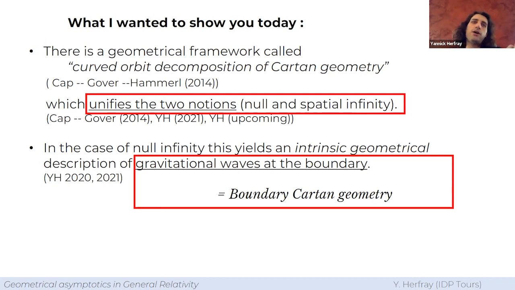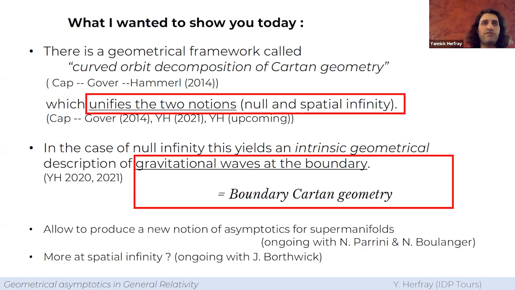the geometry of null infinity. You have the following result: gravitational waves at the boundary are understood in a fully intrinsic way as being a boundary Cartan geometry, and curvature is the key feature here. But you have more, it should allow us to produce new notions of asymptotics for supermanifolds. This is ongoing work. Especially interesting here would be self-dual supergravity, which is going to be a very interesting thing to look at. I'm convinced that there is more to say about spatial infinity, but this is still ongoing work.